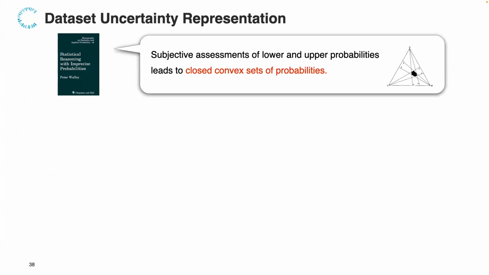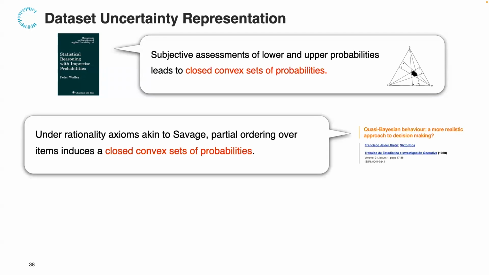When it comes to dataset uncertainty, there are a few giants that propose the same object to represent it. From the Walley perspective, I hope I'm not wrong, in that area people always say that subjective assessments of the lower bound and upper bound of some probability will always lead to some kind of closed convex set of probabilities. Another field is quasi-Bayesian decision theory, where they say that if an agent has a partial order or partial preference over some objects, then extending from the Savage axioms, they will correspondingly have a closed convex set of probabilities. So this basically means that when you have indeterminacy in the preference, it corresponds to a set of probabilities.